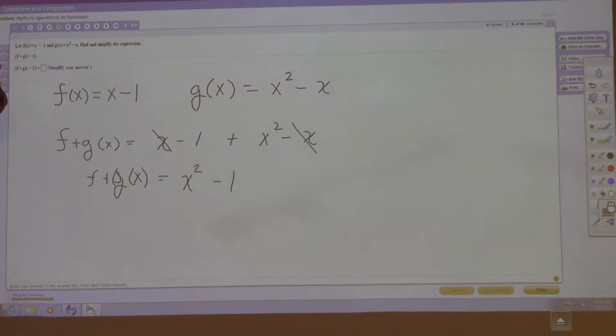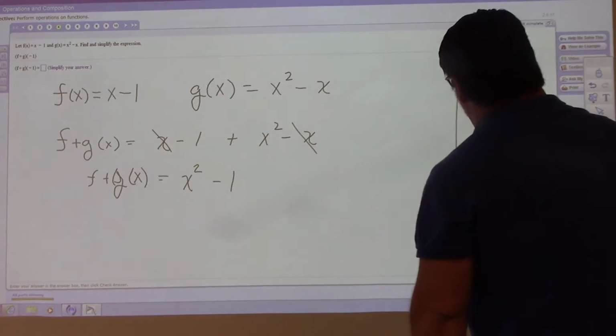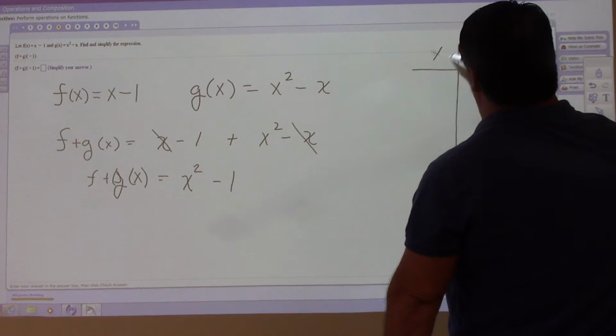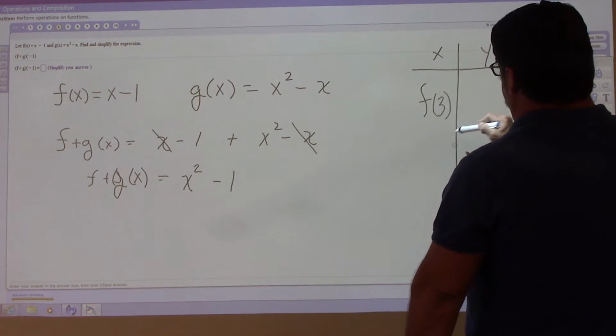Now, what do they want besides f plus g of x? They want -1 done what? What do we do with that -1? Let's go back to pre-algebra. What did we do when you had f of 3? What did you do?